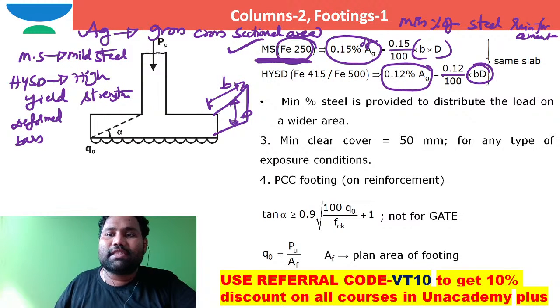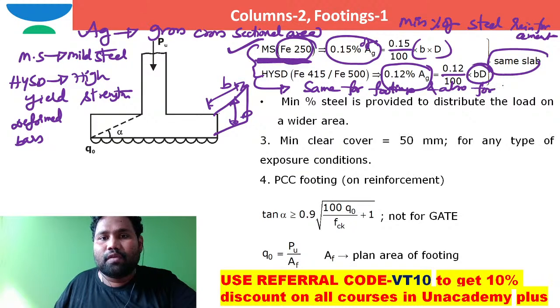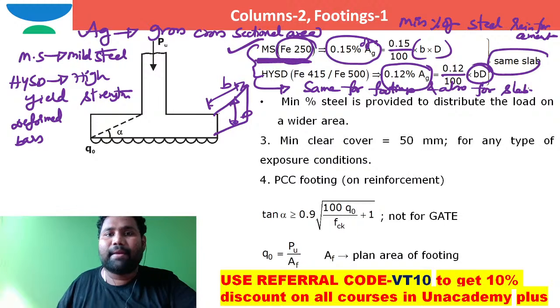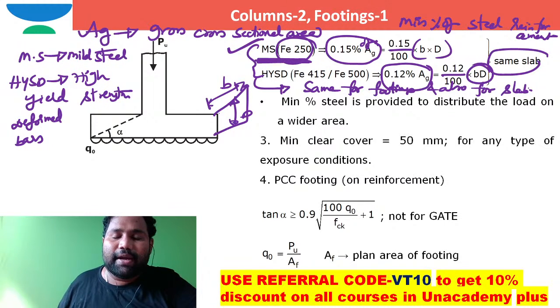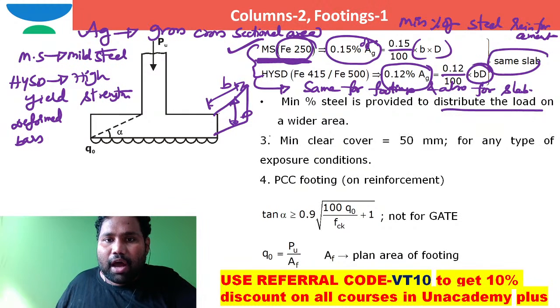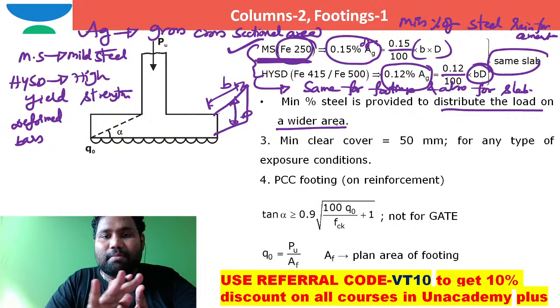So this clause is the same for footings and also for slab. Why is this minimum steel provided? The minimum steel is provided to distribute the load on a wider area. To distribute the load on a wider area, we require this minimum percentage of steel.